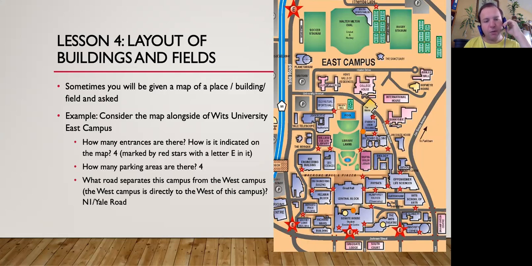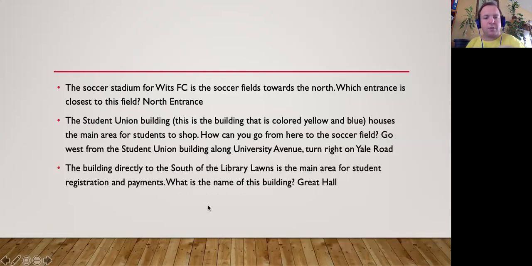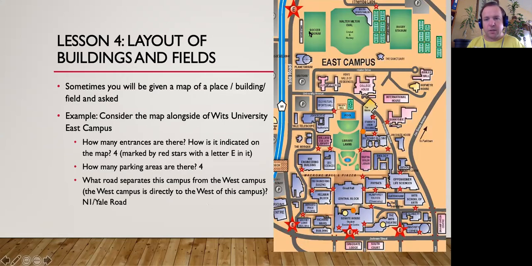Next one. What road separates the campus from the West Campus? The West Campus is right over here on this side. What road separates it? You'll see it's going to be the M1 or the Yale Road. Right, the soccer stadium for Wits FC is on the soccer field on the north over there. What's the entrance that's nearest to it? It will be the entrance over here, which is the north entrance.